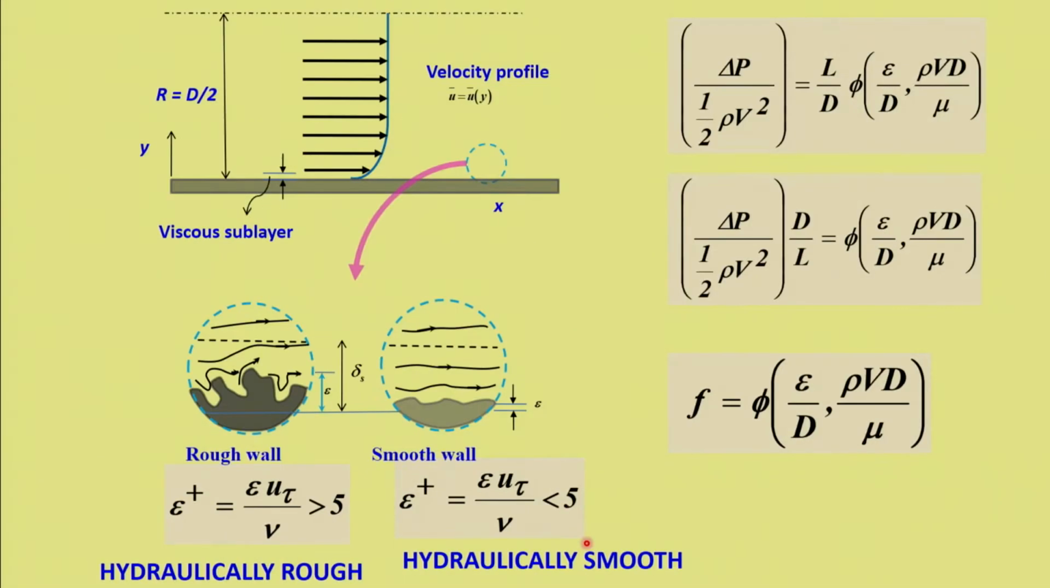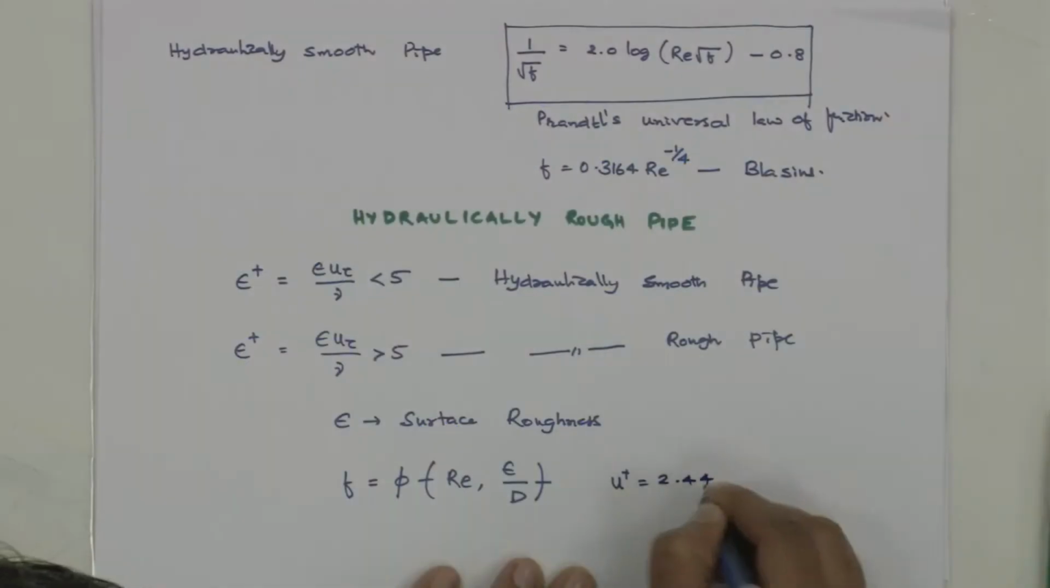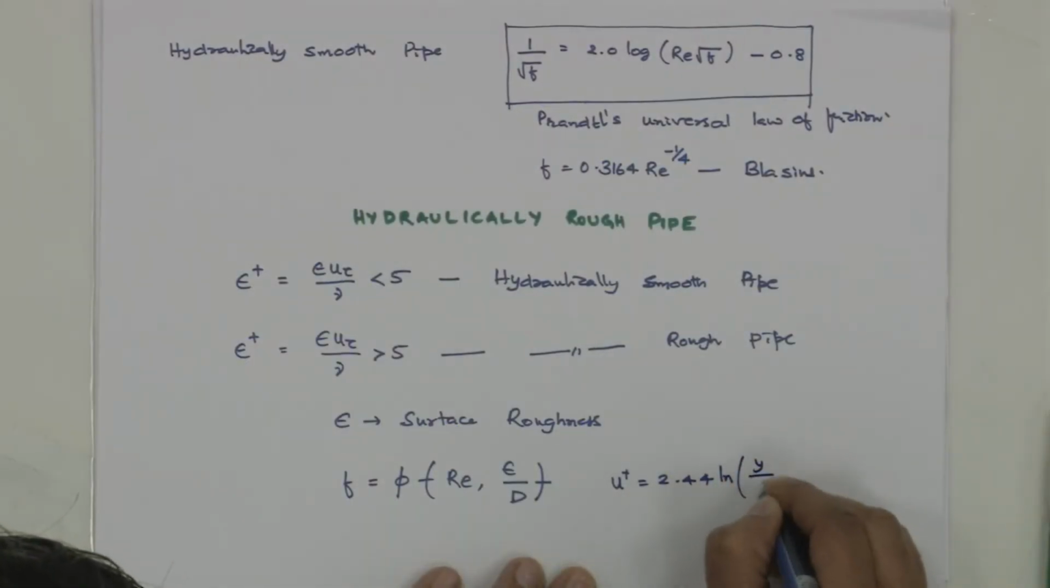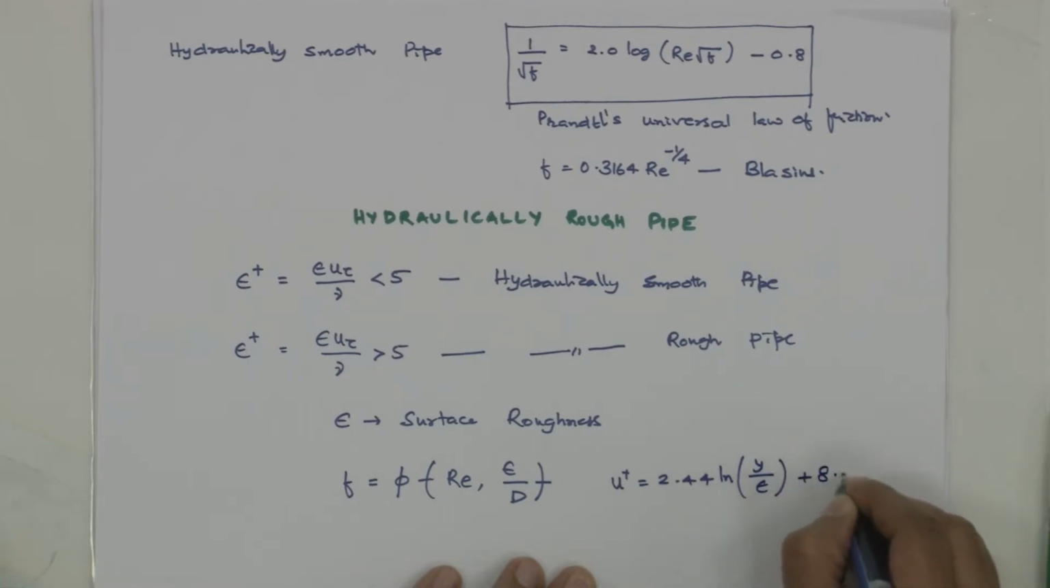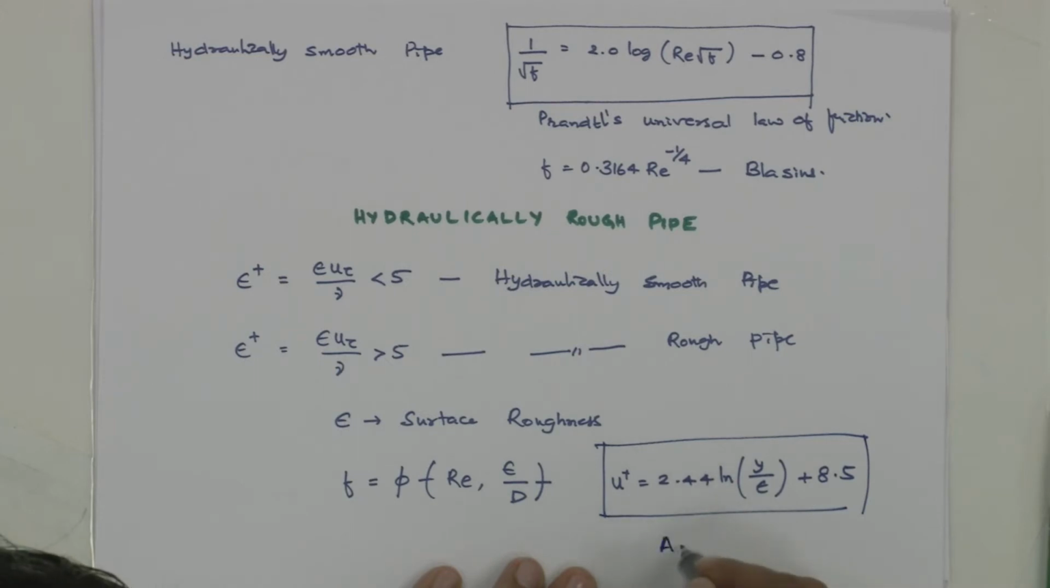So if I compare with the empirical relation which is available in the literature, I get actually u plus equal to 2.44 log of y by epsilon plus 8.5. So this is A equal to 2.44 and C equal to 8.5. So then let us run through these steps.